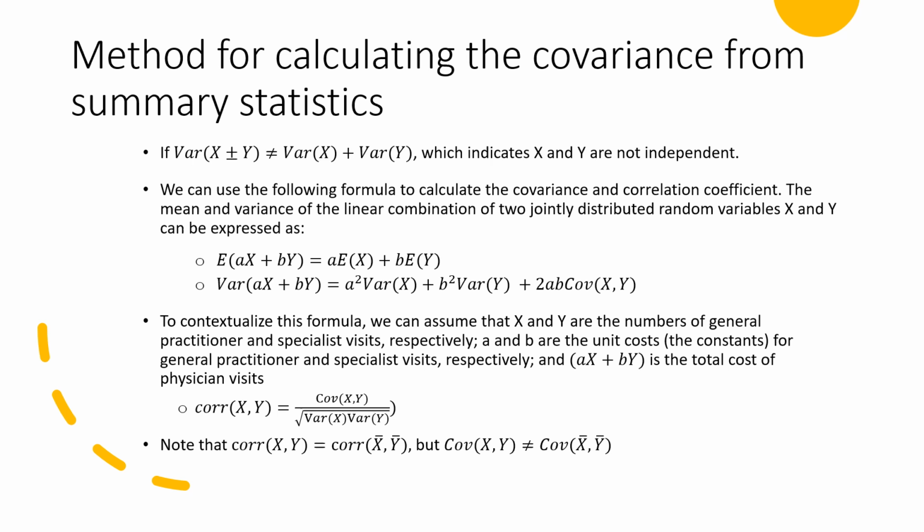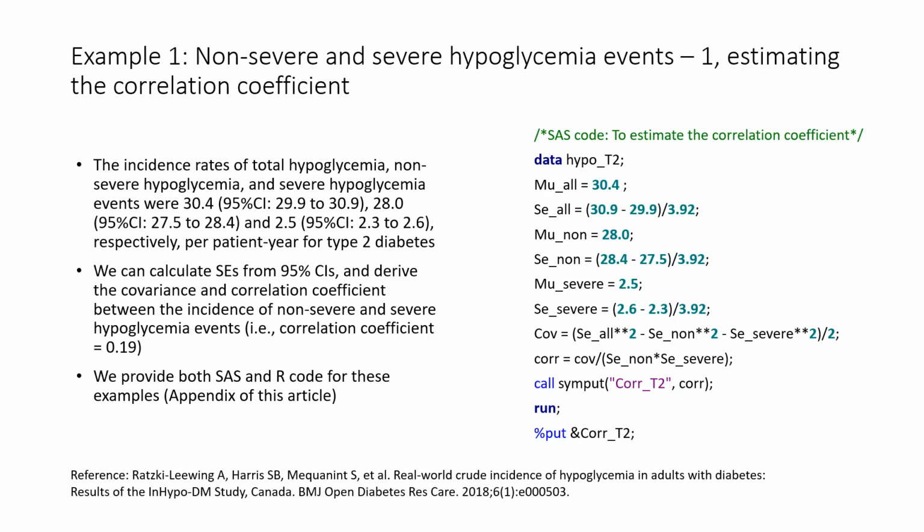To contextualize this formula, we can assume that x and y are the numbers of general practitioner and specialist visits, respectively, and a and b are the unit costs, the constants, for general practitioner and specialist visits, respectively, and ax plus by is the total cost of physician visits. I will now present example 1, non-severe and severe hypoglycemia events.